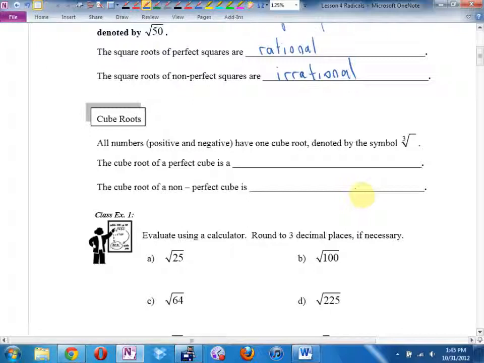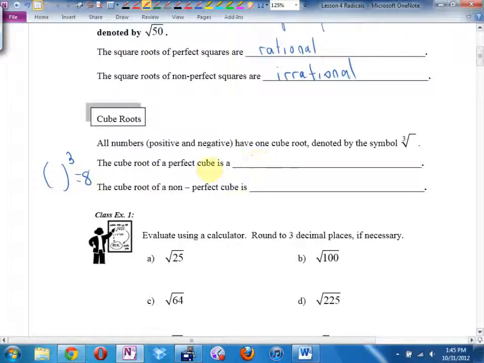Cube roots. We also talked about higher roots than just square roots. We said you could have cube roots. A cube root, instead of saying what number squared equals your answer, says: what number cubed equals your answer? For example, what cubed is 8? 2.